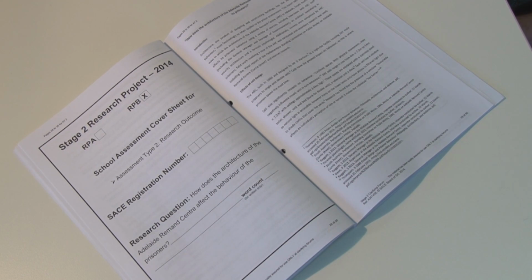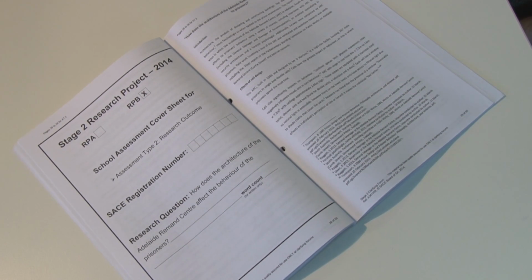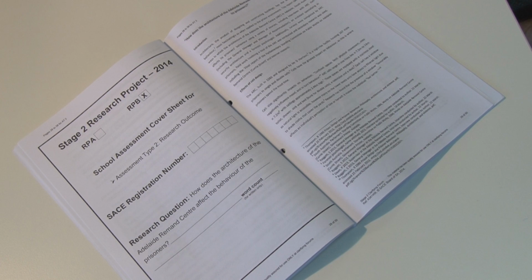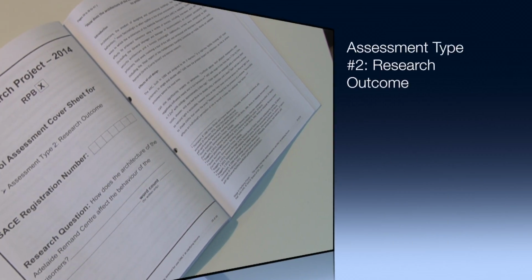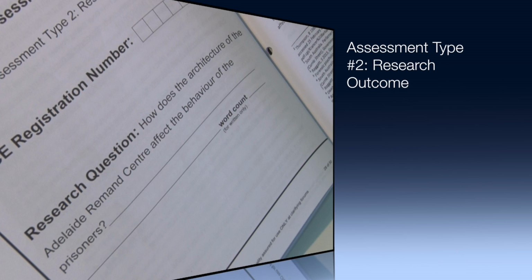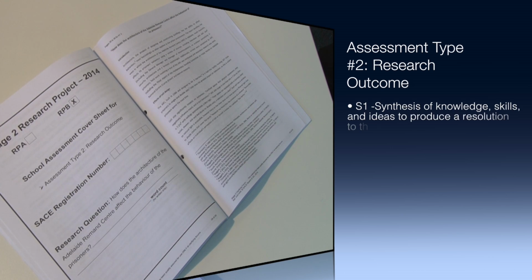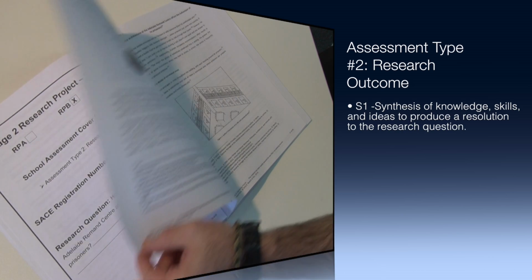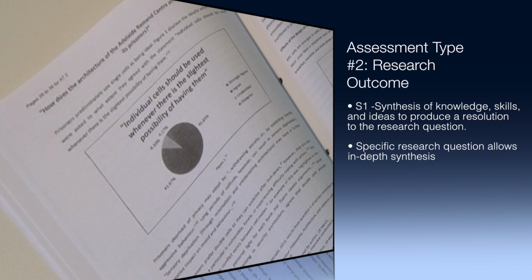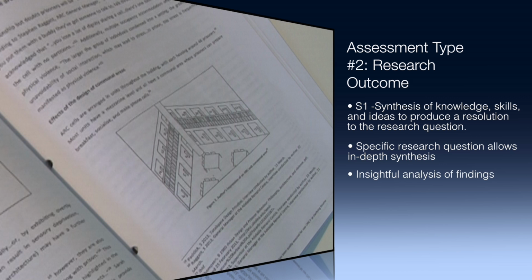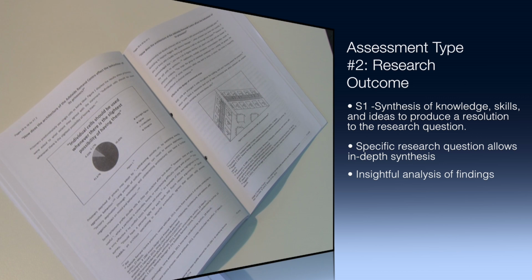The second research outcome for your consideration is how does the architecture of the Adelaide Remand Centre affect the behaviour of the prisoners? This piece of work has been judged at an A+ level. In regards to the synthesis, S1, the student has a specific question that allowed them to produce an A+ level outcome. There is insightful analysis of the different findings related to the different building elements that come together as the outcome.